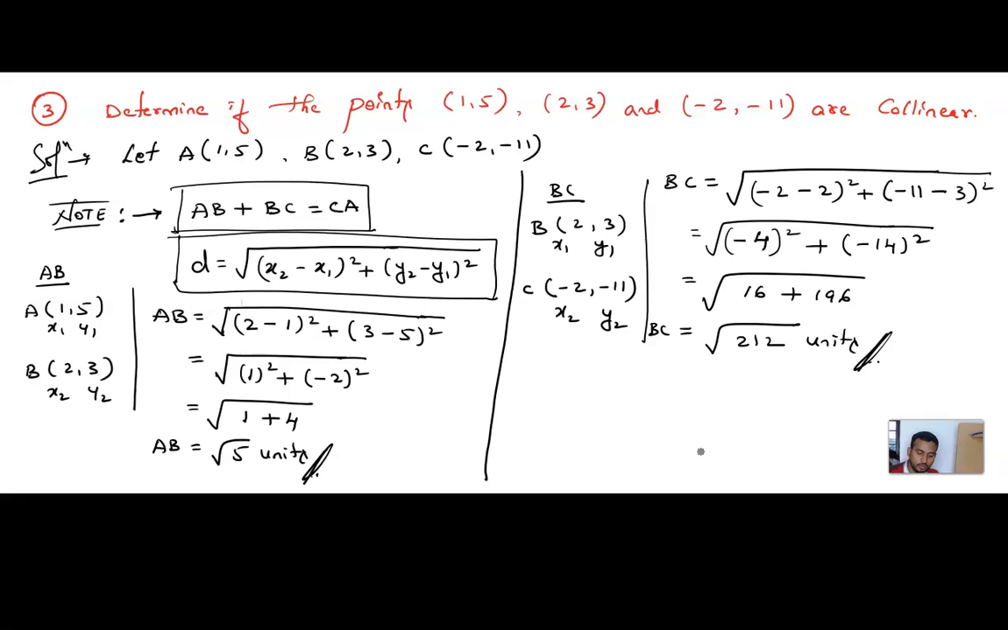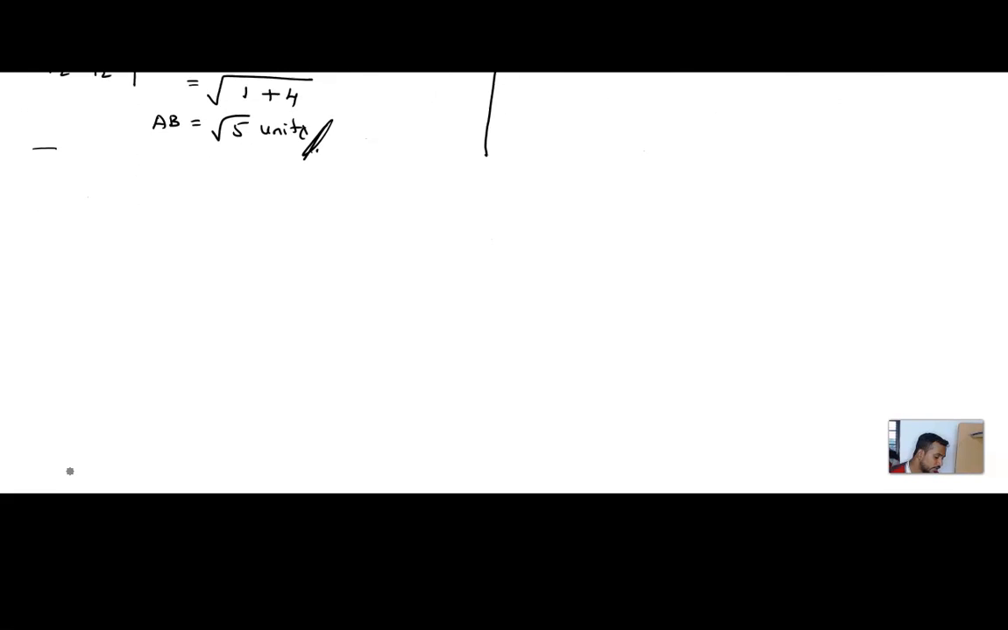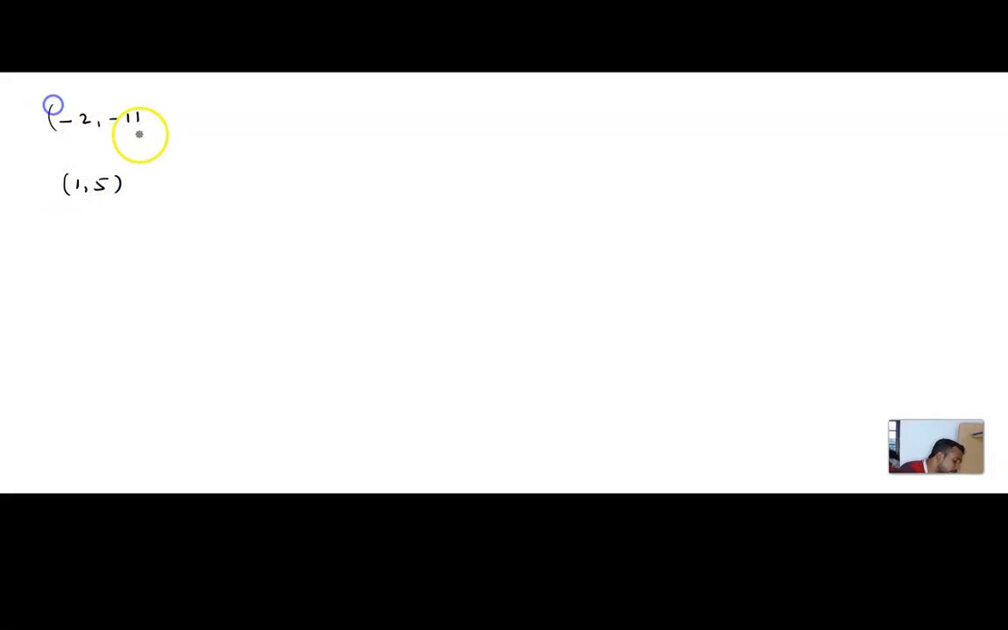Next, what we need to find? CA. What is CA? What are the C coordinates? C is (-2, -11) and the next coordinate A is (1, 5). So this is C and this is A, we are finding CA. So this is x1, this is y1, this is x2 and this is y2.